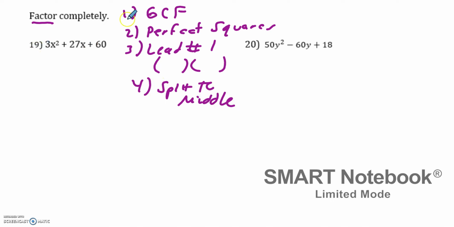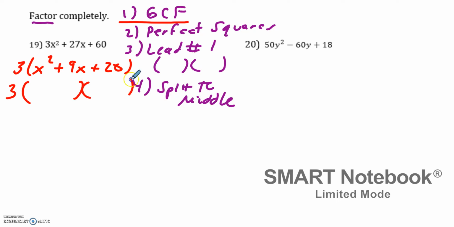So if I look at 19, the first thing I'm going to think about is greatest common factor. Can I take anything out of all 3? Why, yes, I can. I can take out a 3 at least. And if I do so, I'm left with x squared plus 9x plus 20. And this is quite handy-dandy because now the number in front of my x squared is just 1, so I have a lead coefficient of 1, so I can go straight to parentheses and never mind split the middle.